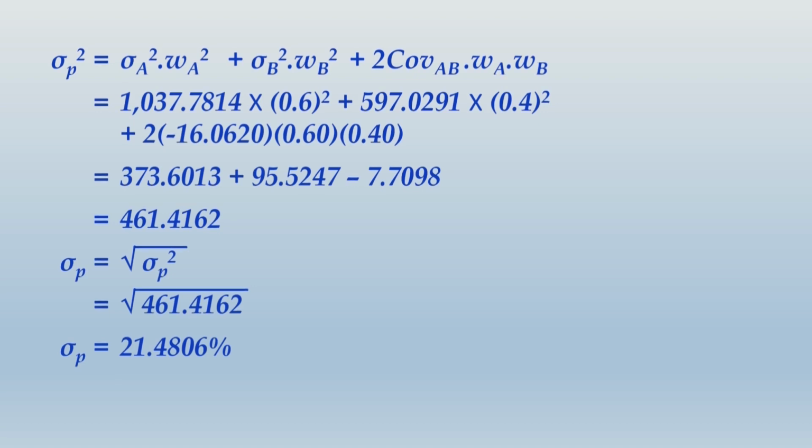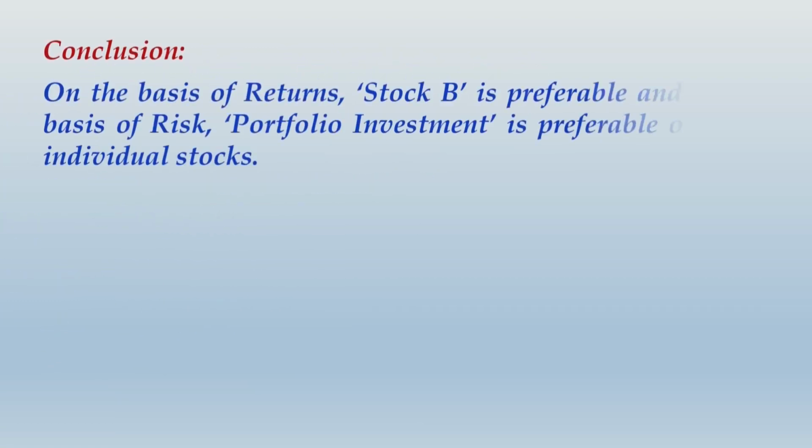Alright friends, once you have completed writing all these calculations, let us move ahead and write up the conclusion over here. On the basis of returns, stock B is preferable, and on the basis of risk, portfolio investment is preferable over the individual stocks. So please write up this single line conclusion and that will be the end of this solution.